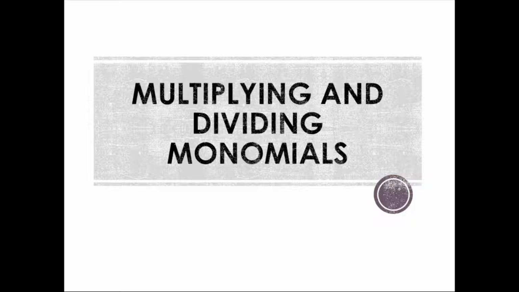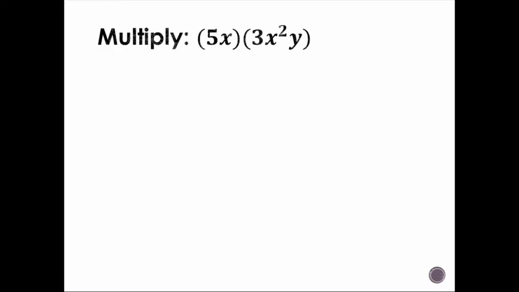Now let's multiply and divide monomials. Monomials are polynomials consisting only of one term. Let's multiply 5x by 3x squared y.